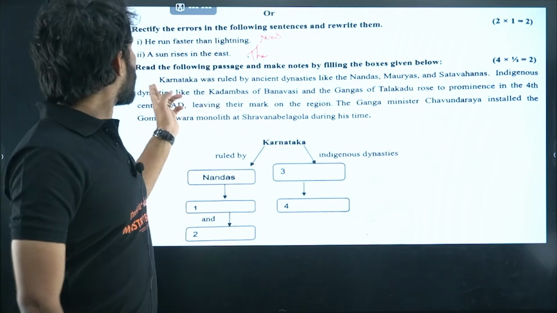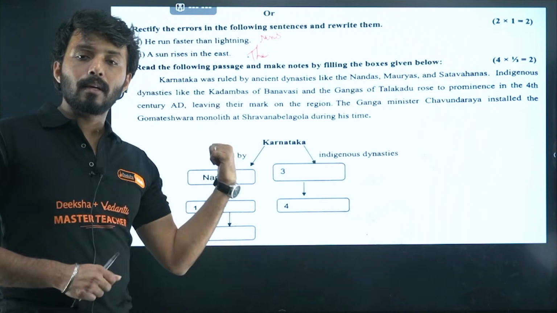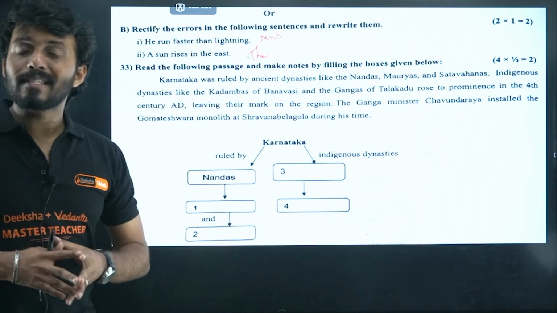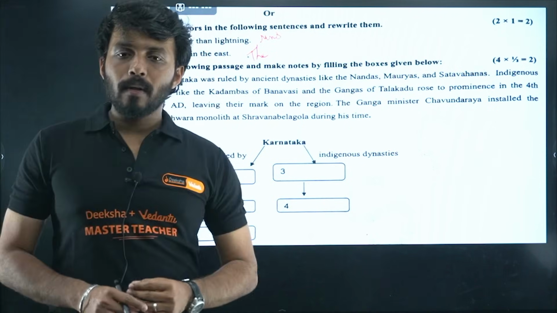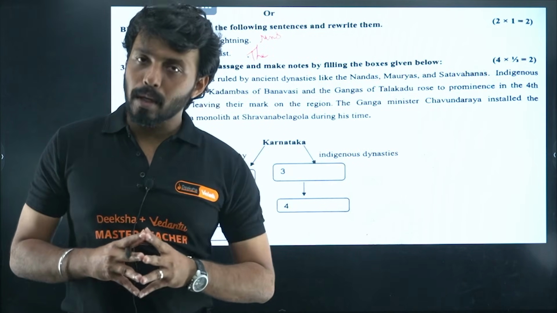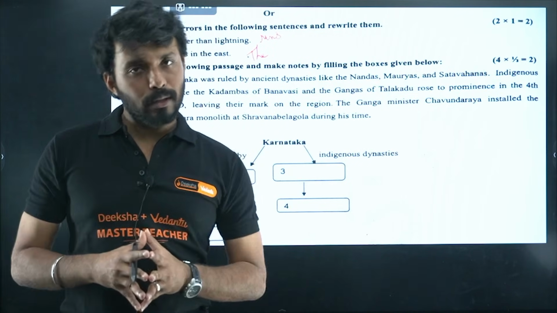So this is the OR question for the 32nd question. Which is the 32nd? A was question tag or question forms. The OR question is error correction. Again, both of these you have learnt in PU1. So you should be absolutely thorough with these.